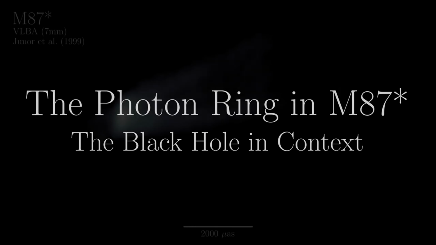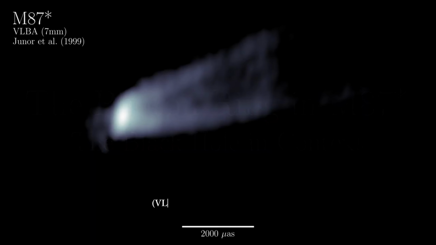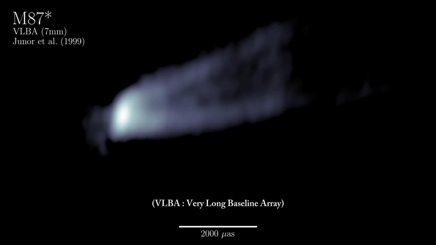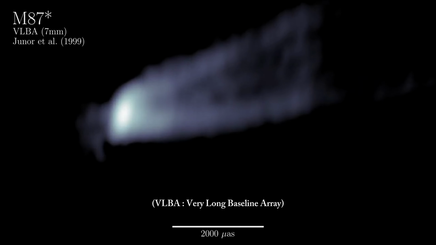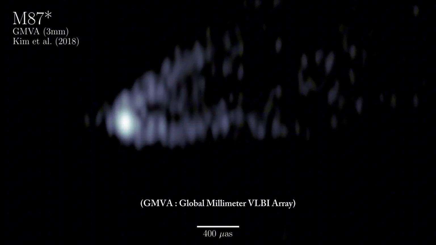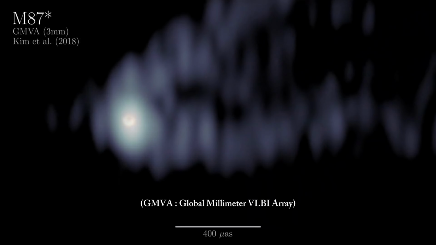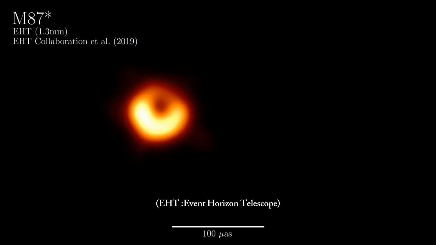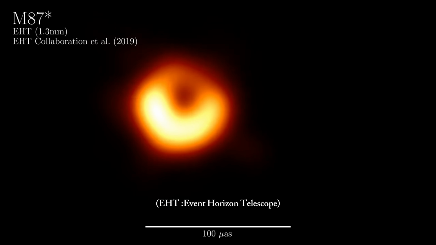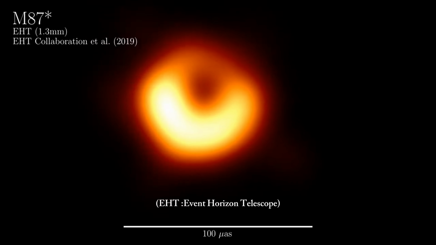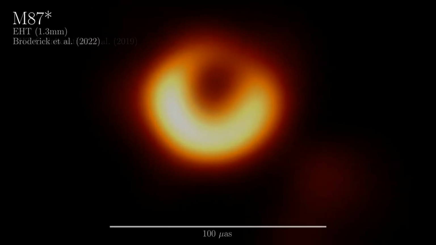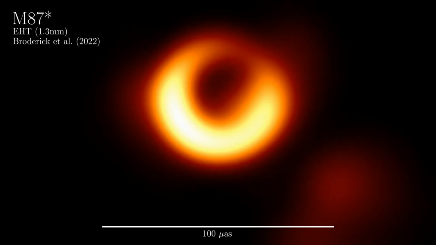Now switching gears in terms of real data. This was the first observation of M87 star using the Very Long Baseline Array in 1999. Zooming in and increasing our resolution with the GMVA observation, we can see much more detail. Finally, this was the famous image of M87 by the Event Horizon Telescope, where we can actually see the emission ring around the black hole.